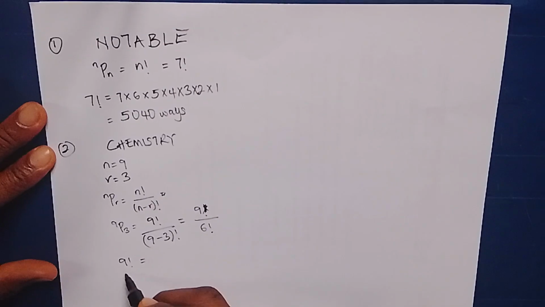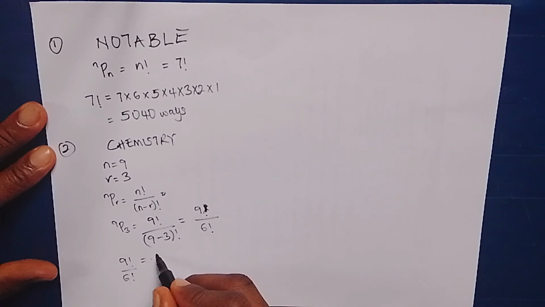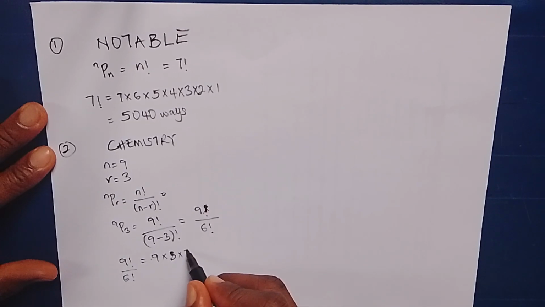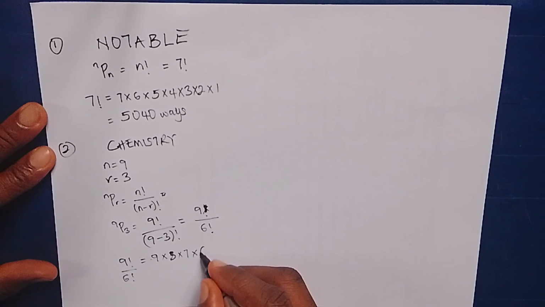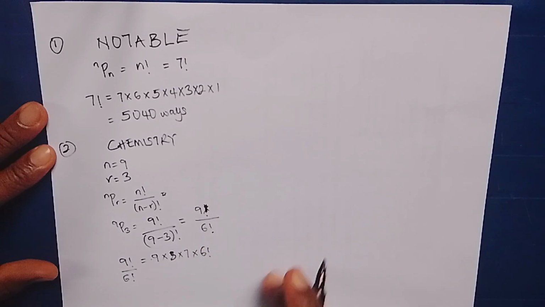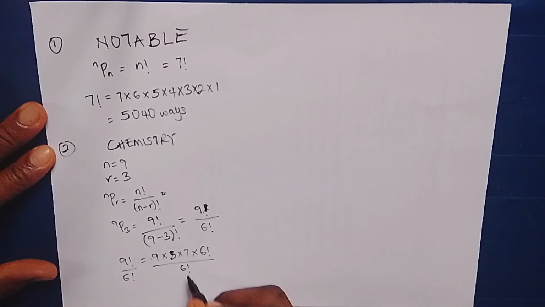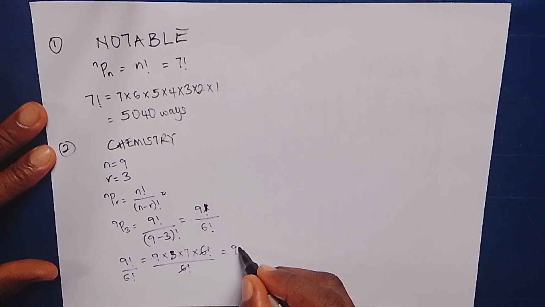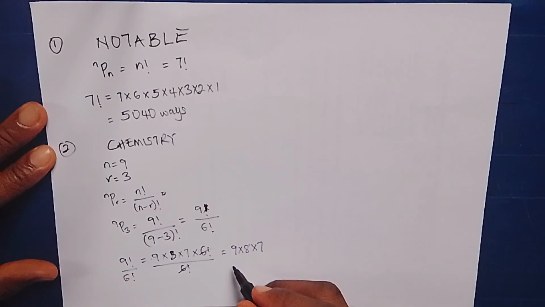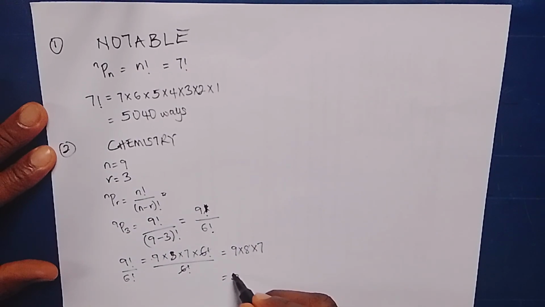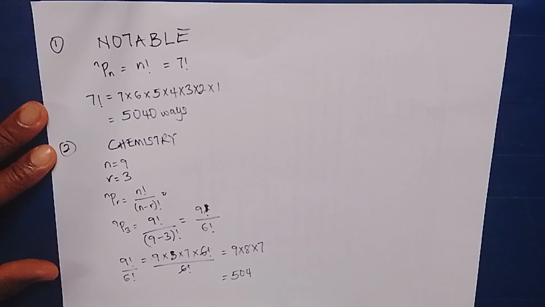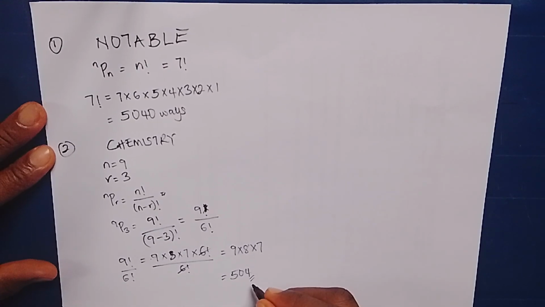Now 9 factorial over 6 factorial is equal to 9 times 8 times 7 times 6 factorial over 6 factorial. So the 6 factorial cancels, and we're left with 9 times 8 times 7, which is equal to 504. So there are 504 different arrangements using any 3 letters of the word chemistry.